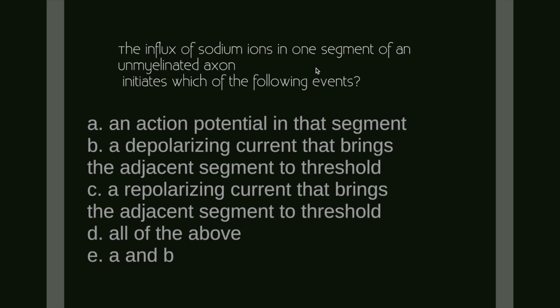Okay. The influx of sodium ions in one segment of an unmyelinated axon initiates which of the following events? It will bring an action potential in that segment and a depolarizing current that brings the adjacent segment to threshold. It does not bring a repolarizing current. So A and B are correct.